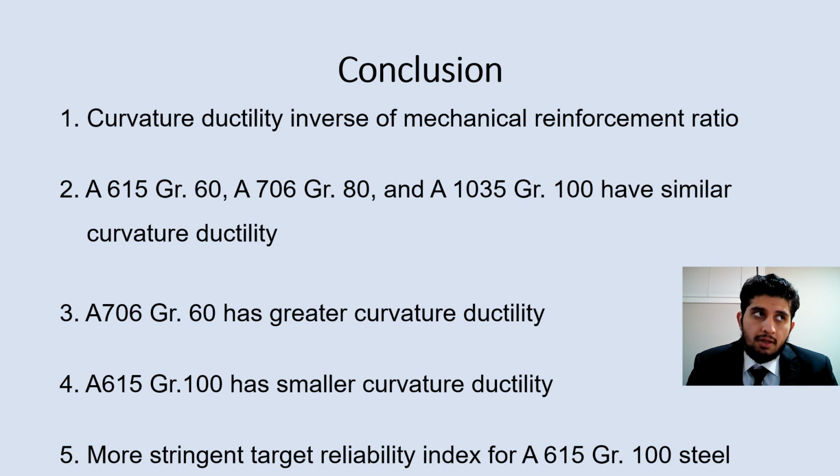So in conclusion, the curvature ductility is inversely related to the mechanical reinforcement ratio. A615 grade 60, A706 grade 80, and A1035 grade 100 have similar curvature ductilities. A706 grade 60 has the greatest curvature ductility, and A615 grade 100 has the smallest curvature ductility. Because it's small, we need a more stringent target reliability index for A615 grade 100 to calibrate a resistance factor for the updated code design.